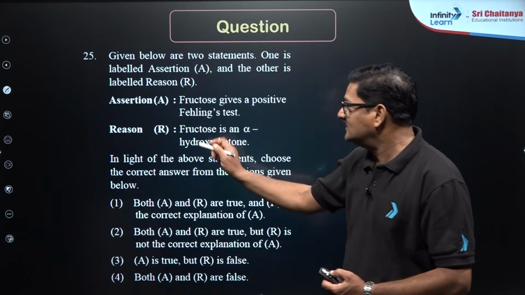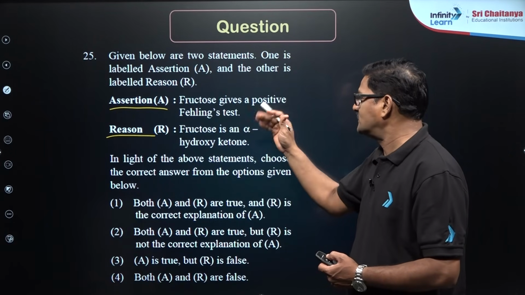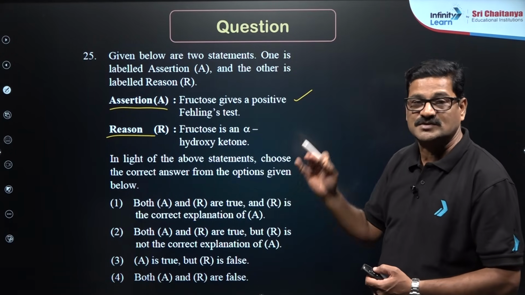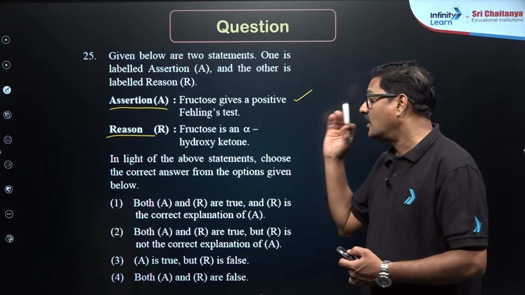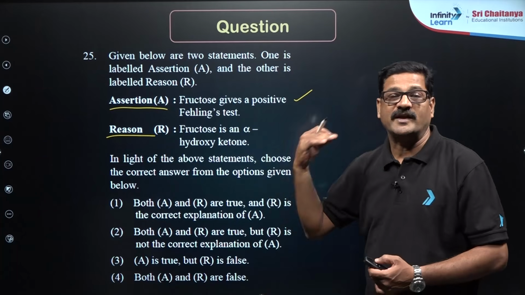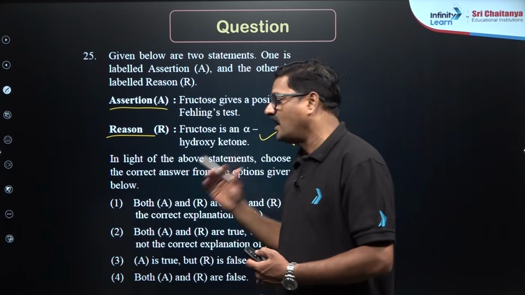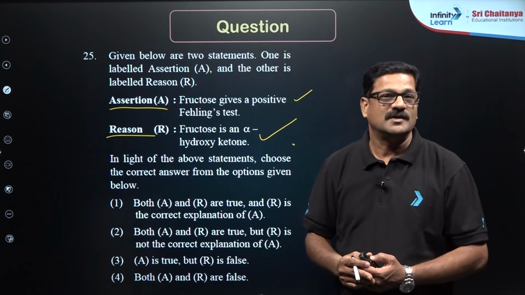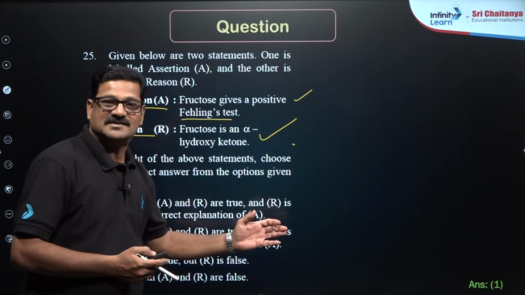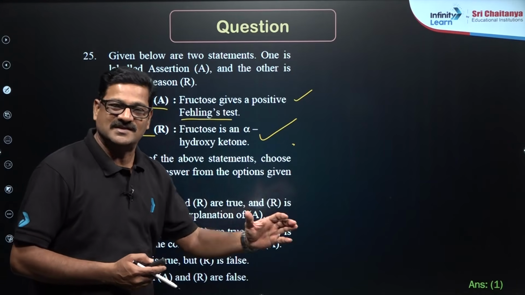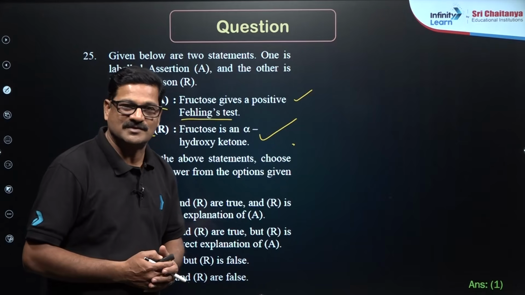Students, here it is another assertion and reasoning type question. Fructose gives a positive Fehling's test. Yes, fructose gives a positive Fehling's test because it has an alpha hydroxy group in its ketonic functional group. So fructose is an alpha hydroxy ketone. Therefore, it is going to respond to the Fehling's test. Both reason and assertion are correct, and the reason explains the assertion. Option 1 is the correct answer for this question.